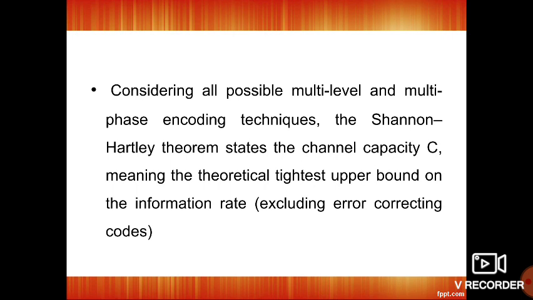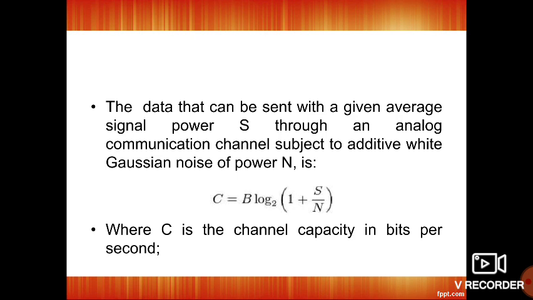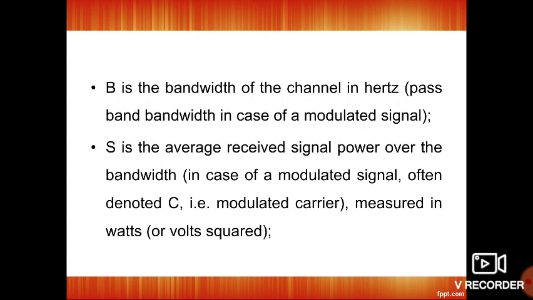The channel capacity C should be always greater than the rate of number of bits transmitted, that is the information rate. So the relationship between C and B, which is given by Hartley-Shannon theorem, is C is equal to B log to the base 2 of 1 plus S by N, where C is the channel capacity. It is determined in bits per second. That is, this theorem states that whenever R is less than or equal to C, it is possible to transmit information without any error.